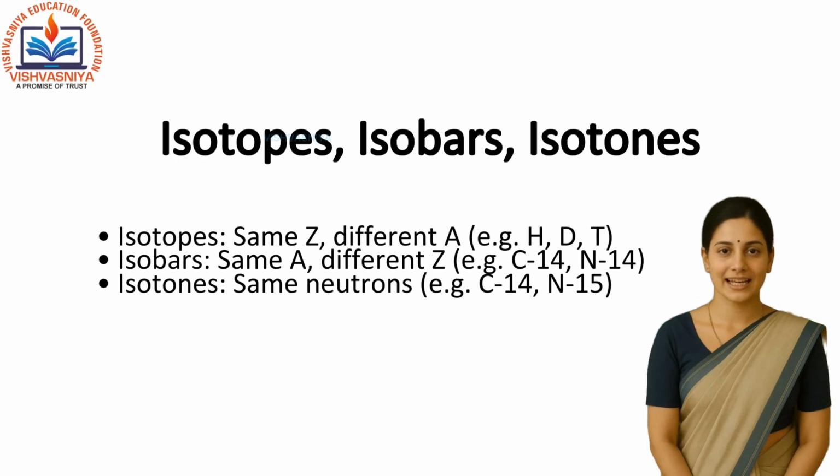Easy. Let's untangle these. Isotopes: same element, different mass, like hydrogen, deuterium, and tritium, all have one proton but different neutrons. Isobars: same mass number but different elements. Example, carbon-14 and nitrogen-14. Isotones: same number of neutrons, different everything else. Example, carbon-14 and nitrogen-15, both have 8 neutrons. I know the names sound alike, but now you know how to tell them apart.